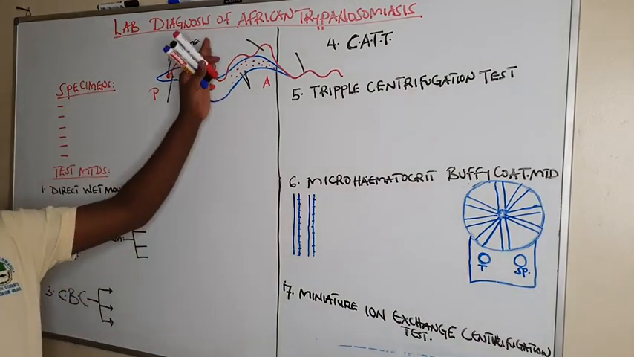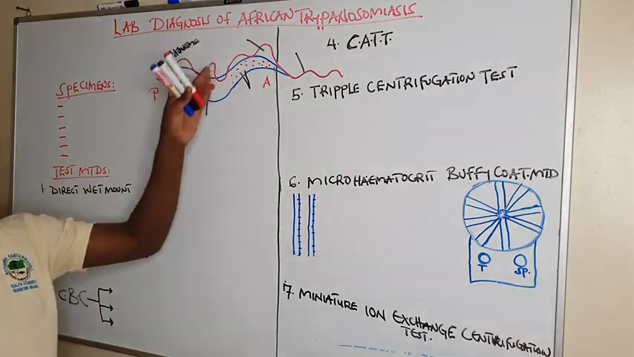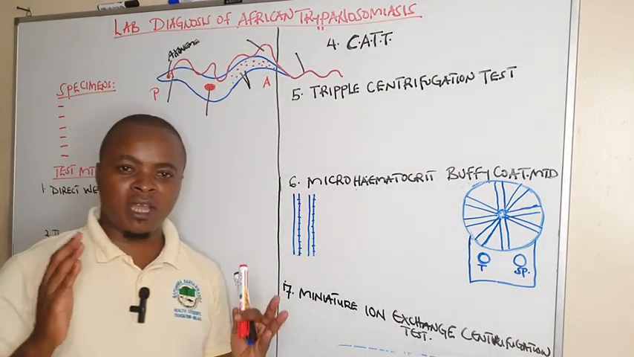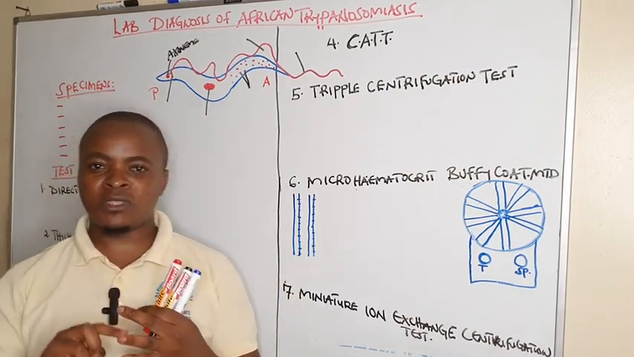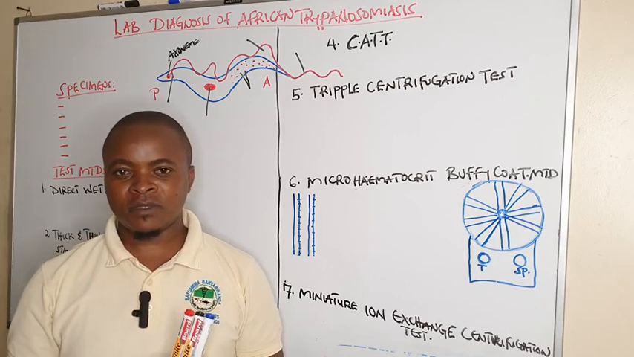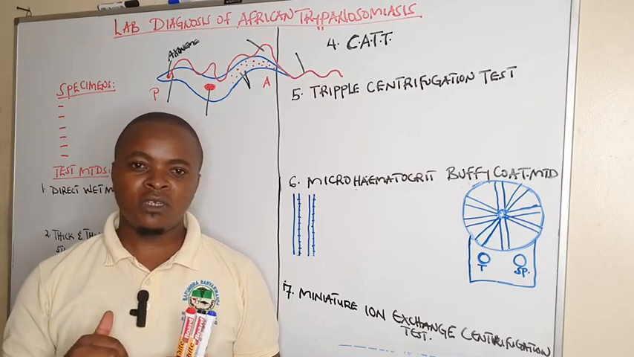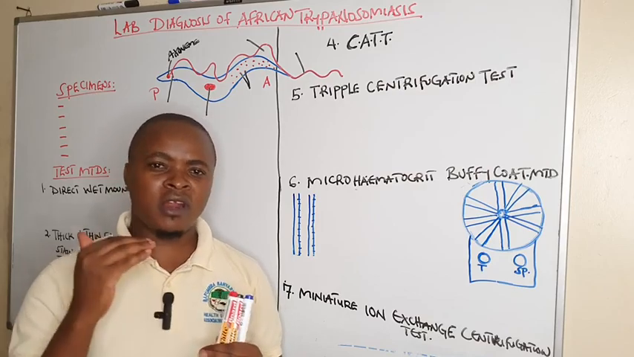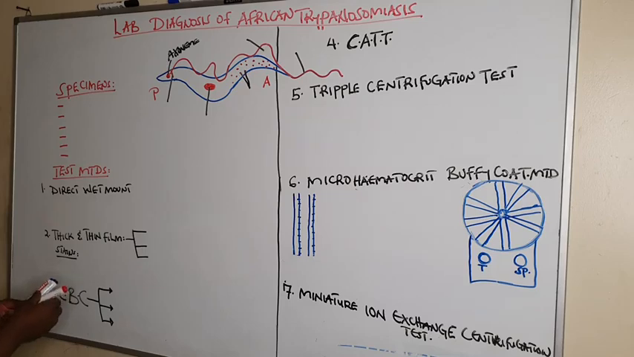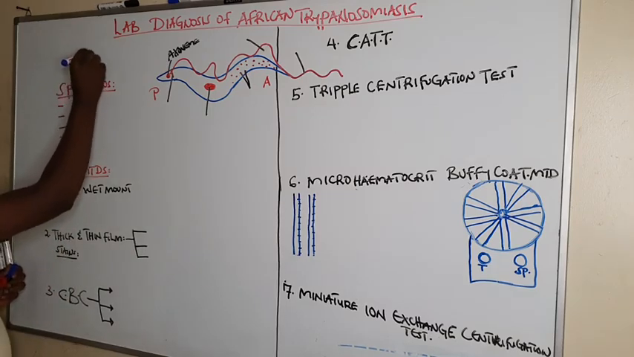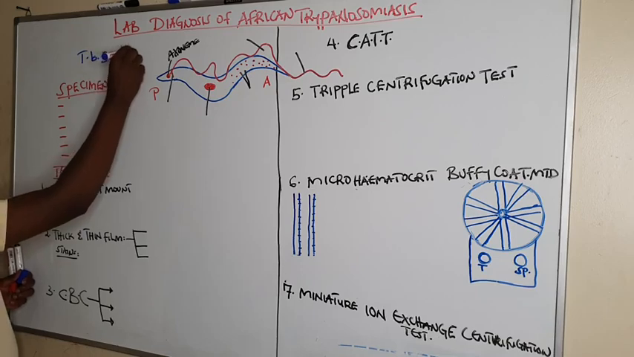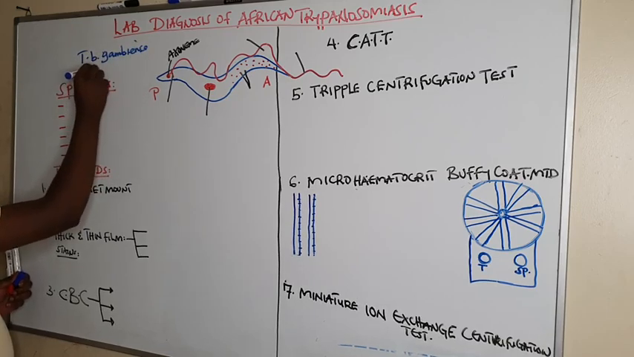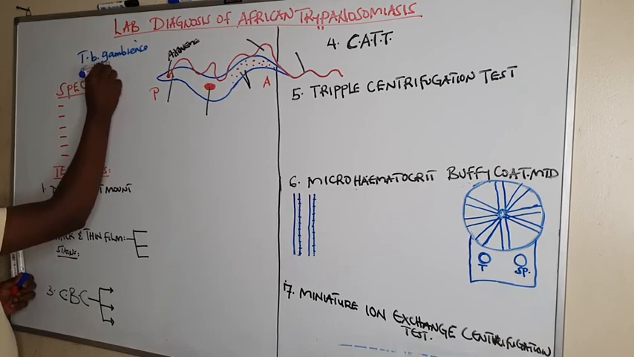So with African trypanosomiasis, we saw it is caused by two species, majorly T. brucei gambiense and T. brucei rhodesiense, as we saw in the previous video. In this session, we are going to see how we can confirm the presence of these species, that is T. brucei gambiense and T. brucei rhodesiense.